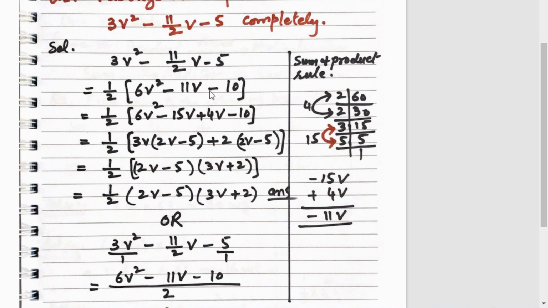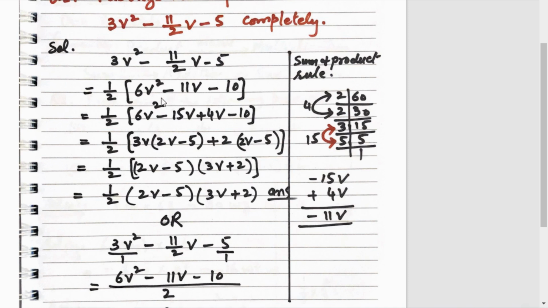The whole expression is in the form of a straight quadratic expression. Now we need a replacement for minus 11v. We want to break it. We want the middle term broken. Now you will use the sum and product rule to break the middle term again.